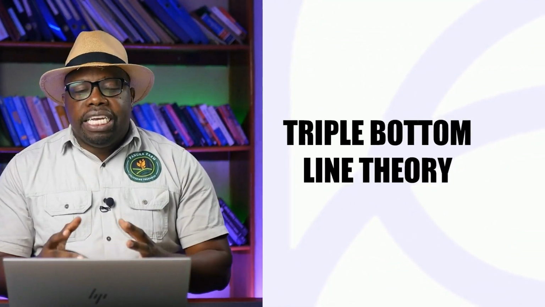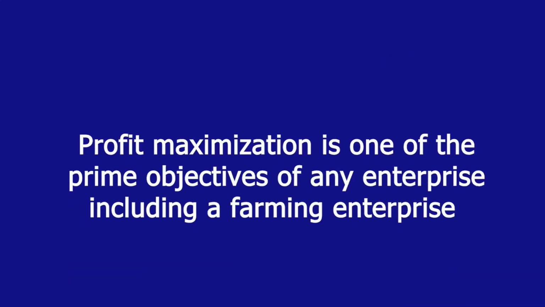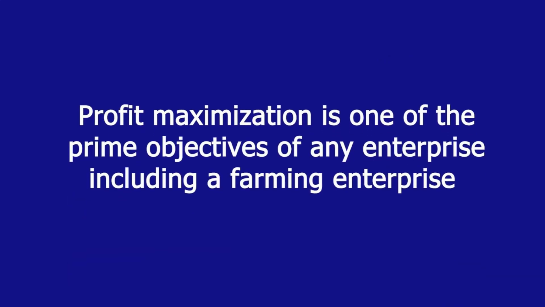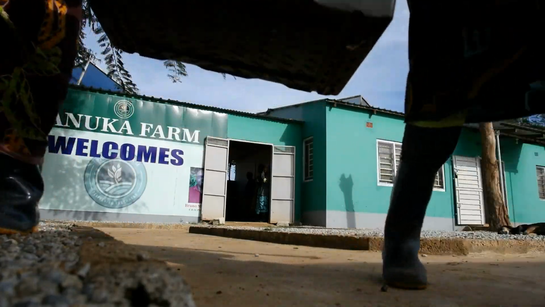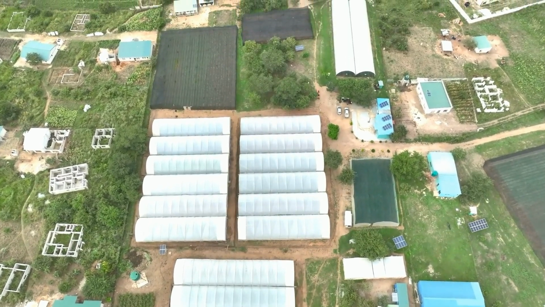Now, you might be asking, what then are these other objectives that rank pari passu with profit maximization? Like I said, this brings us to the triple bottom line theory, which indicates that you've got to look at the triple P. The first P recognizes the shareholder theory and states that profit maximization is one of the prime objectives of any enterprise, including a farming enterprise. But besides profit, you also have to focus on the people. And the people could be employees, or the villages surrounding your farming enterprise, and any other people you think are impacted by your farm.